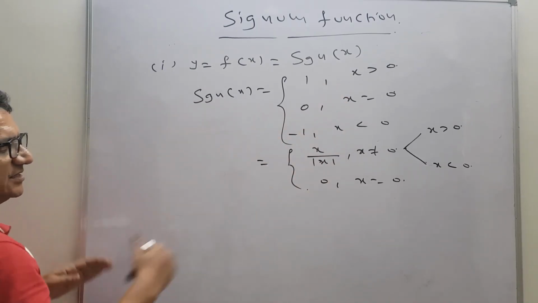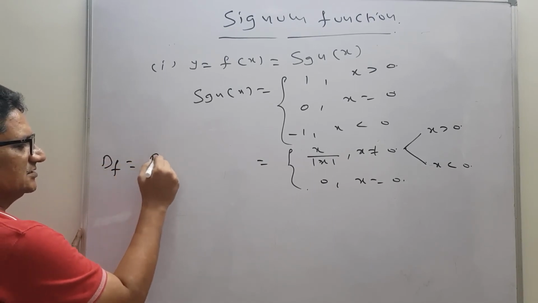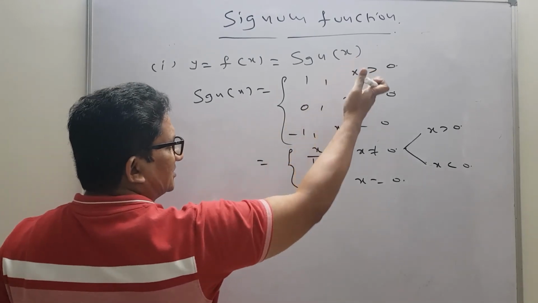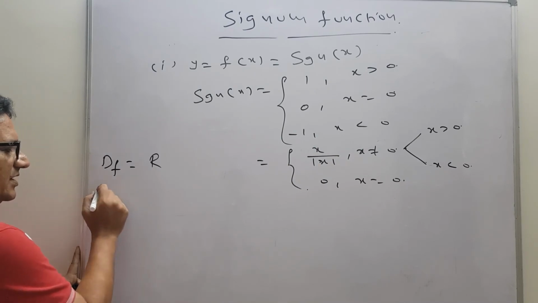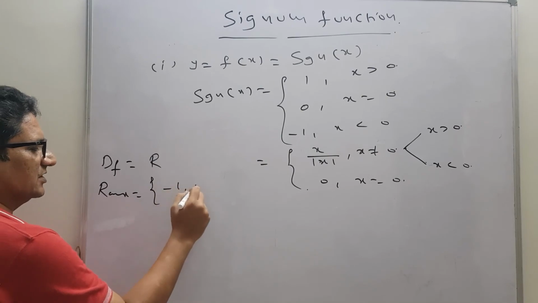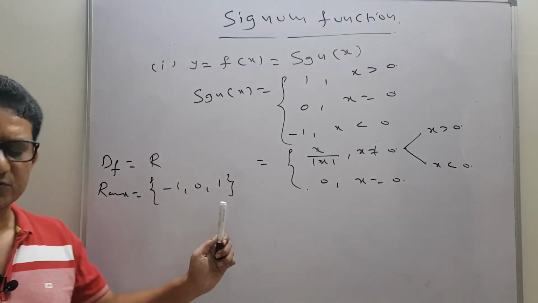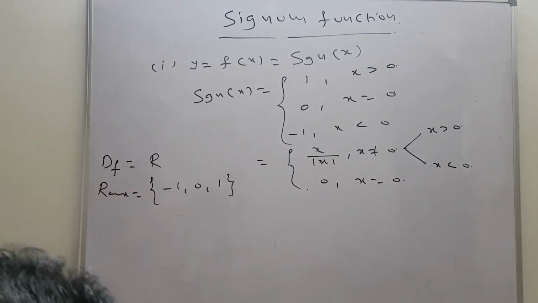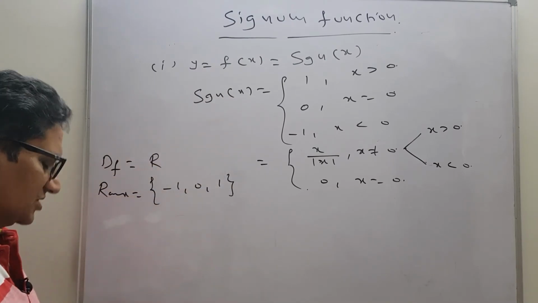Now by looking at this structure, the domain of the signum function is the real numbers, so any input we can give, because x greater than 0, x equal to 0, x less than 0, everywhere it is defined. Now the range is a set of 3 values: minus 1, 0, 1. We won't get anything other than these. So the domain is R and the range is {minus 1, 0, 1}.